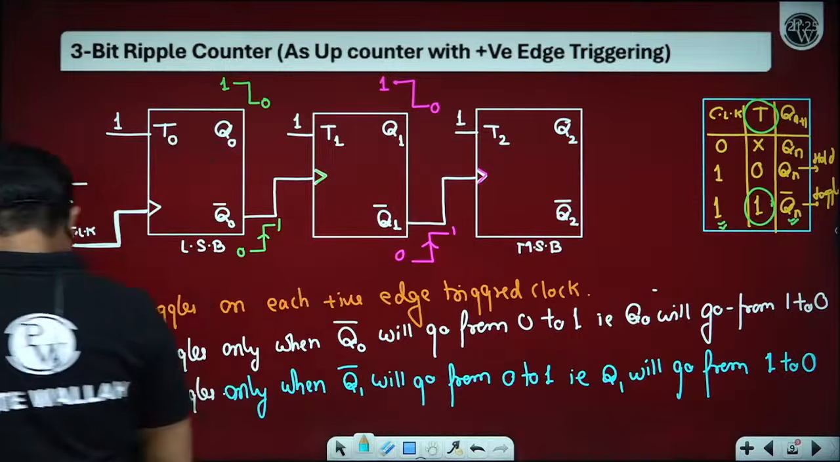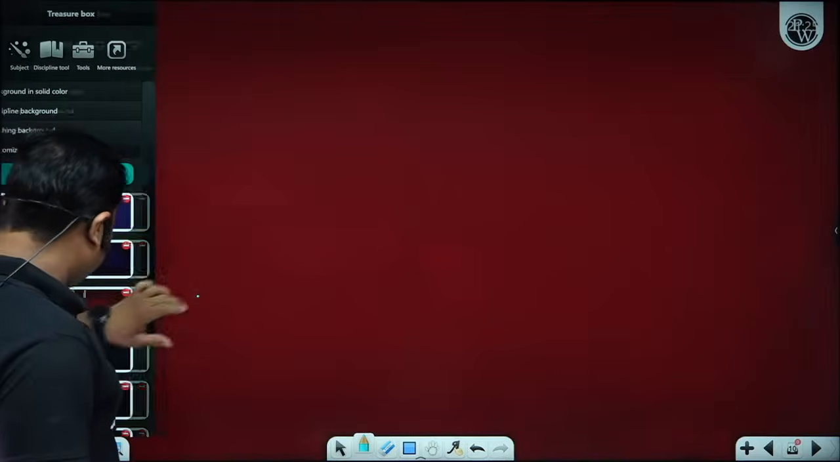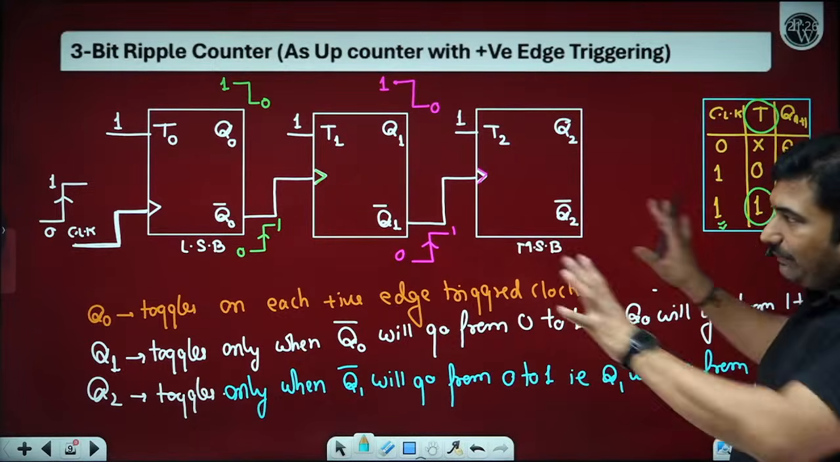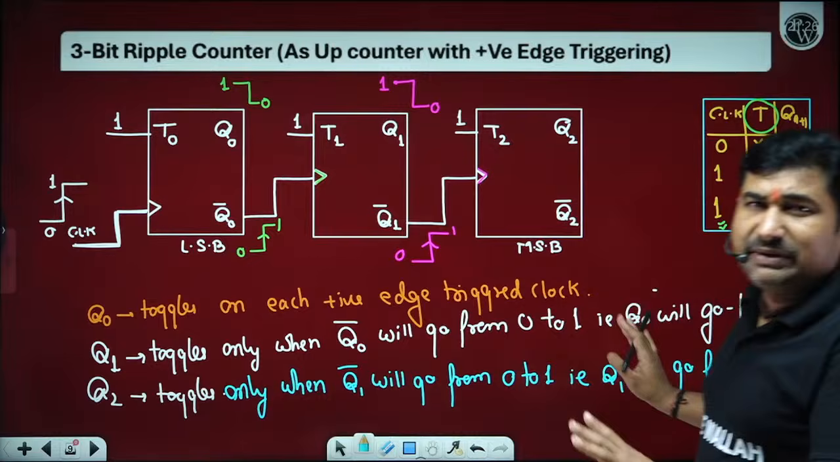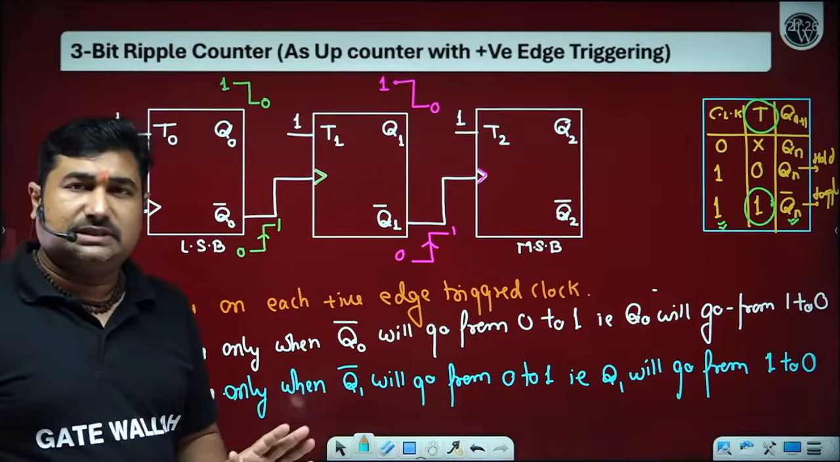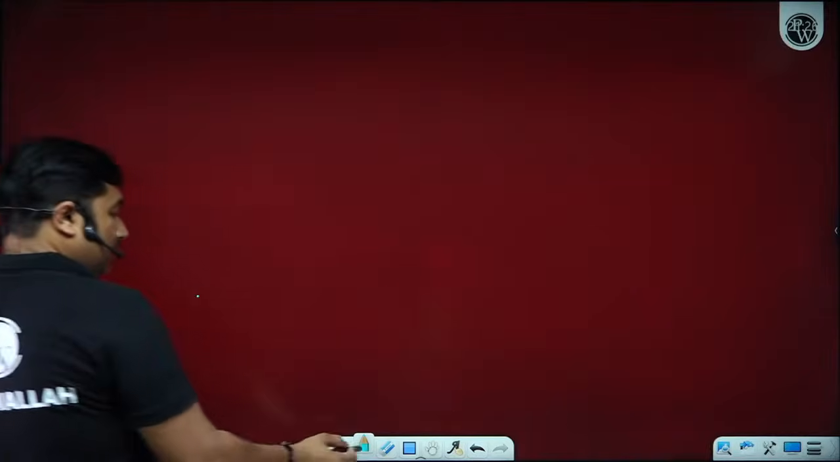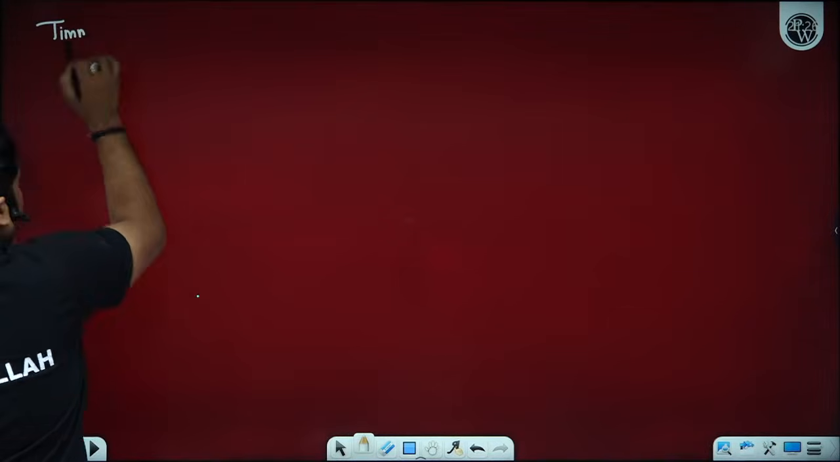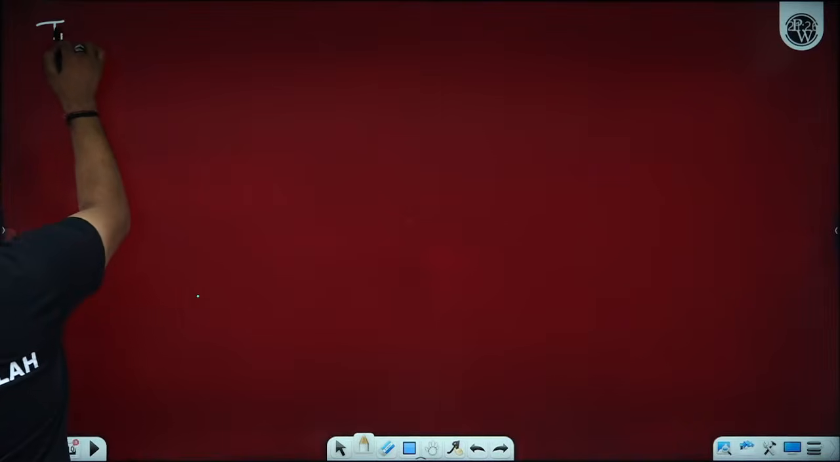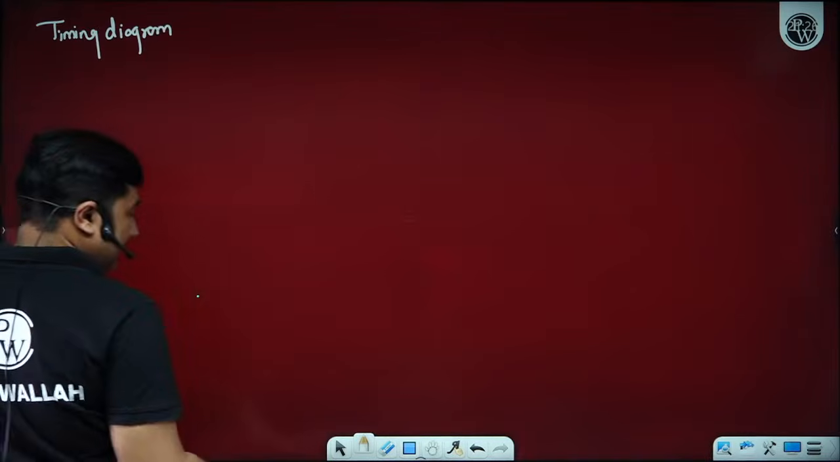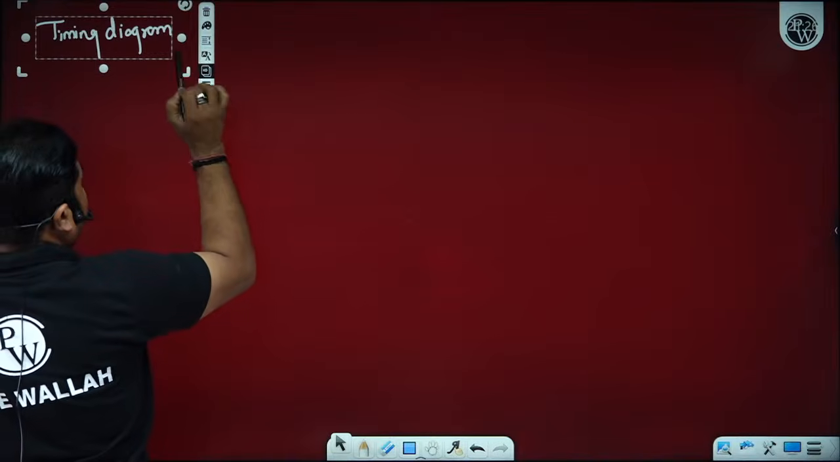Let me explain with the help of a timing diagram. So allow me to draw the timing diagram. Up to this part, whatever is represented, hoping 10% you will be able to understand. Only 10%. That's all about 10%. Now let's talk about the timing diagram first to understand.